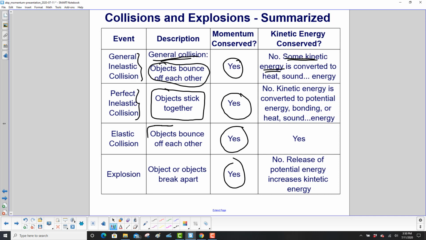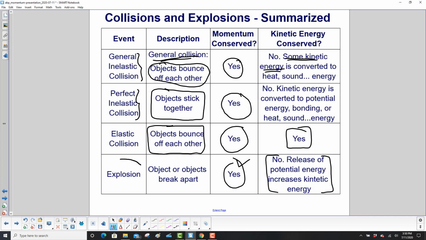Elastic collision, there they have to bounce off each other. They will not stick to each other. And kinetic energy is conserved. That's the only line on this table where kinetic energy is conserved. And finally, we have an explosion where the object or objects break apart, momentum is conserved, but kinetic energy is not conserved. That could be obvious, right? If the object's just sitting there not moving, it has no kinetic energy. If it breaks apart, each one of the smaller objects will have kinetic energy, so clearly it's not conserved.